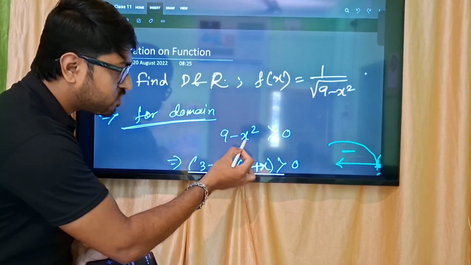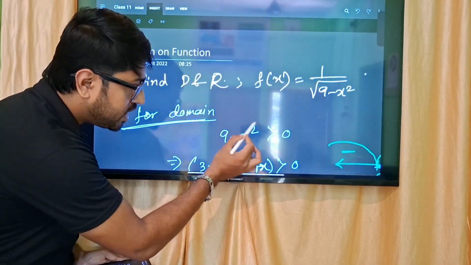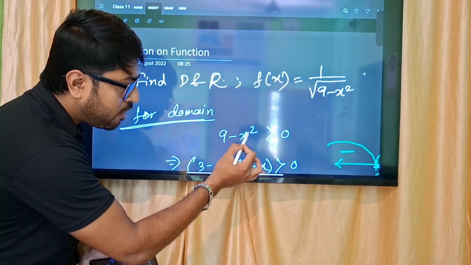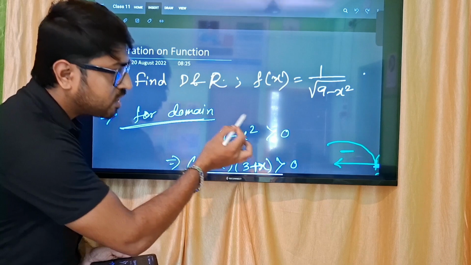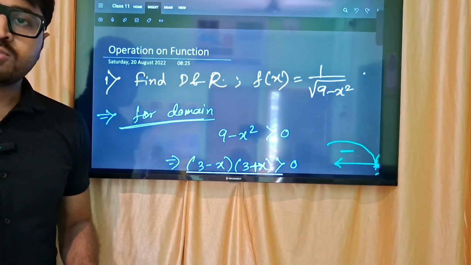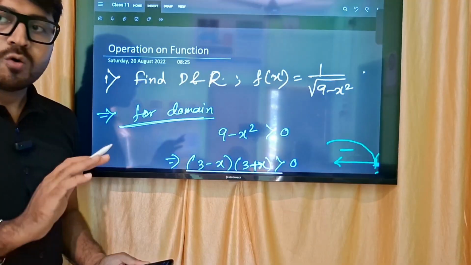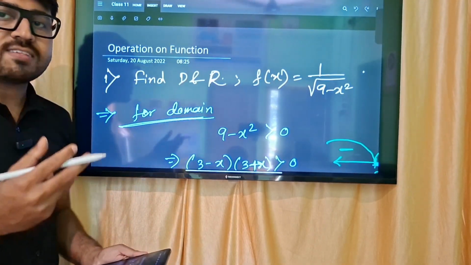That means 9 minus x square greater than 0. What type of equation is this? 9 minus x square, being of power 2 in x, is called a quadratic inequality. And to find the value of x in a quadratic inequality, we cannot go about it normally, as with the linear equation method.